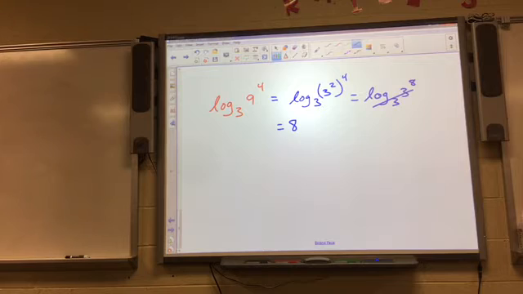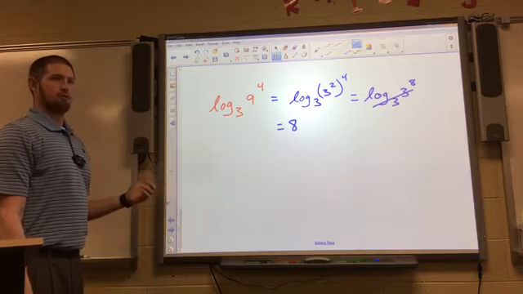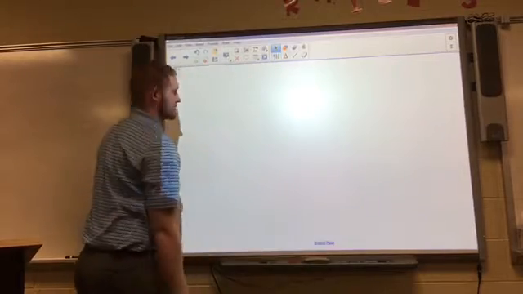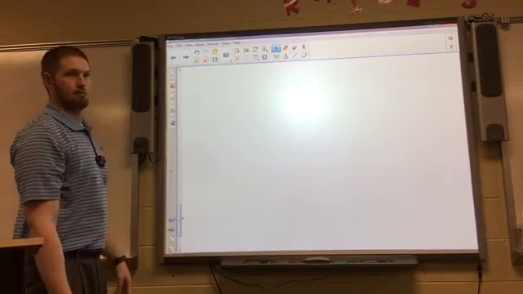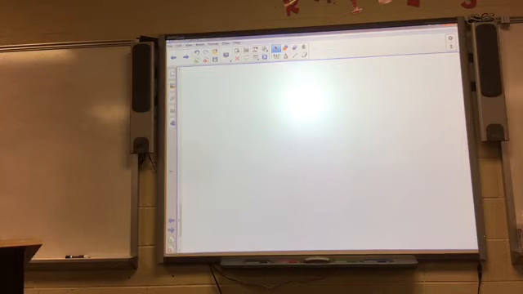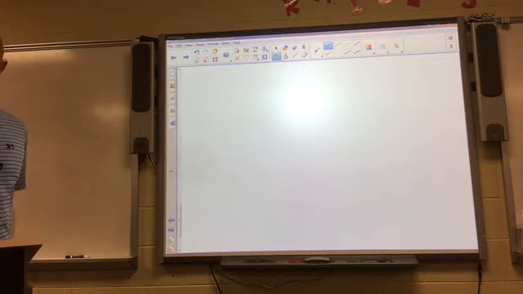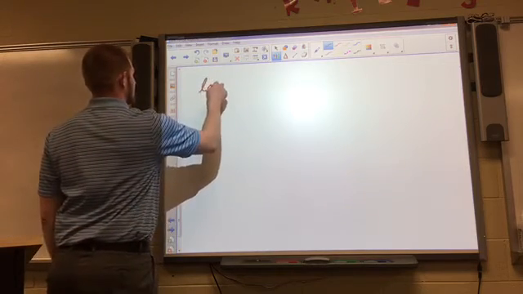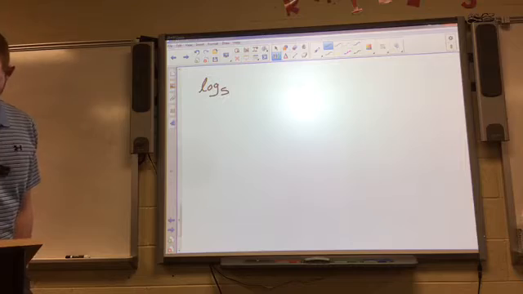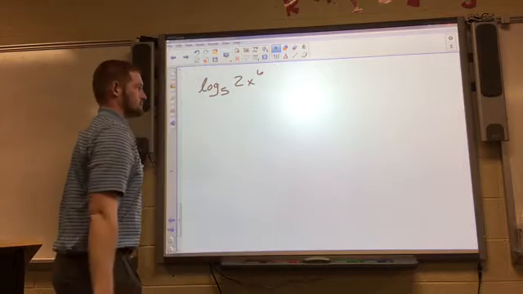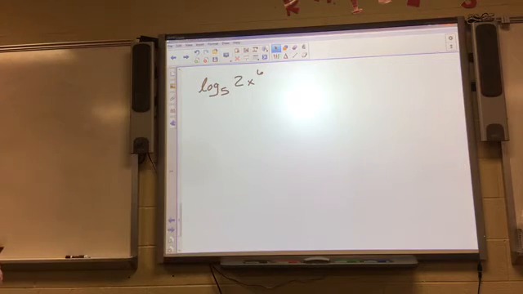Alright. Looking at example 2 and 3, we have to be able to use these properties, the product, quotient, and power, to be able to expand a logarithm and condense it. Not necessarily solve it all the time, but we want to be able to expand it and condense it. So I have log base 5 of 2x to the 6th. Okay, I want to expand this as far as possible.